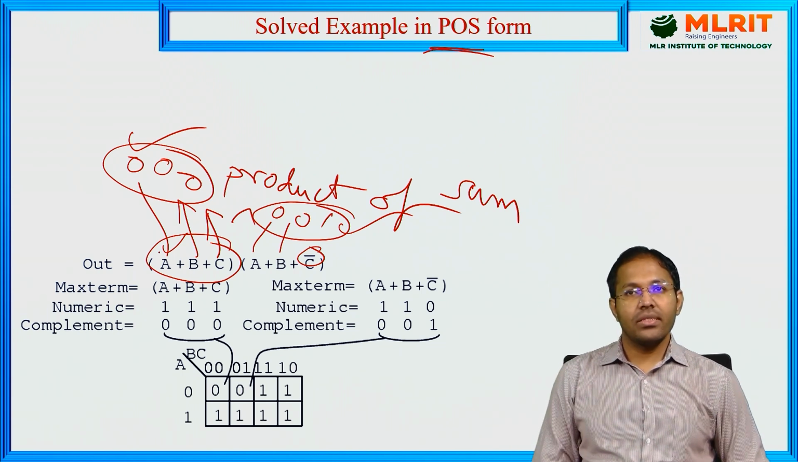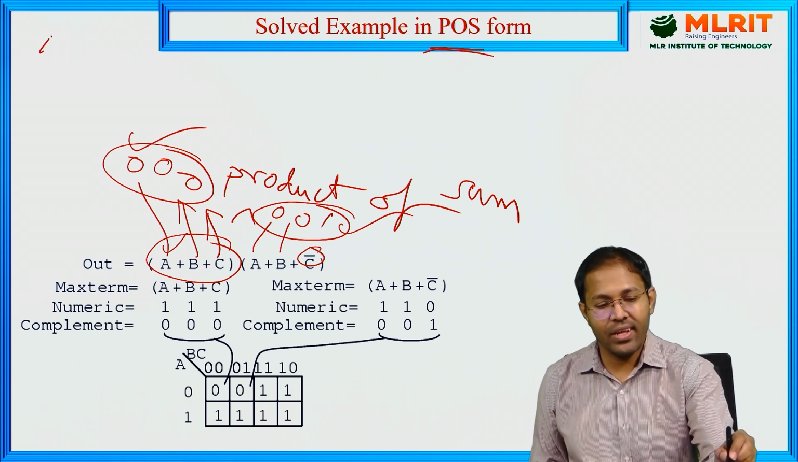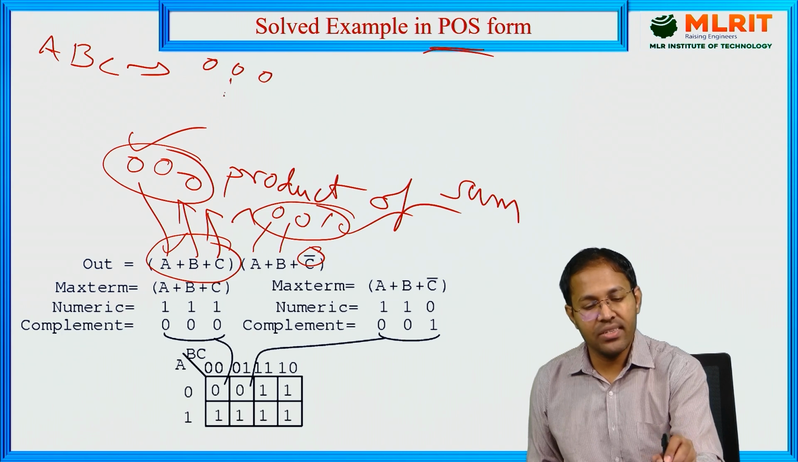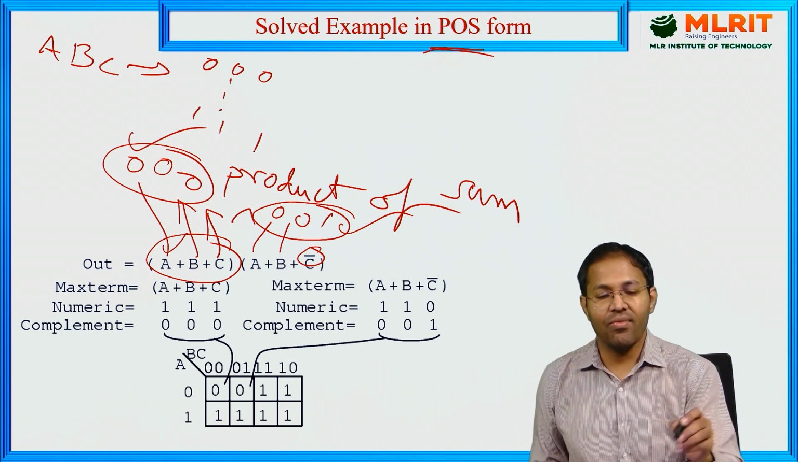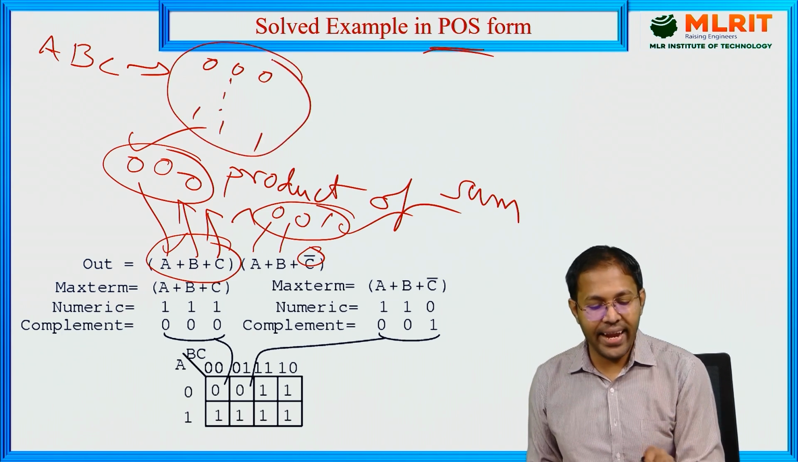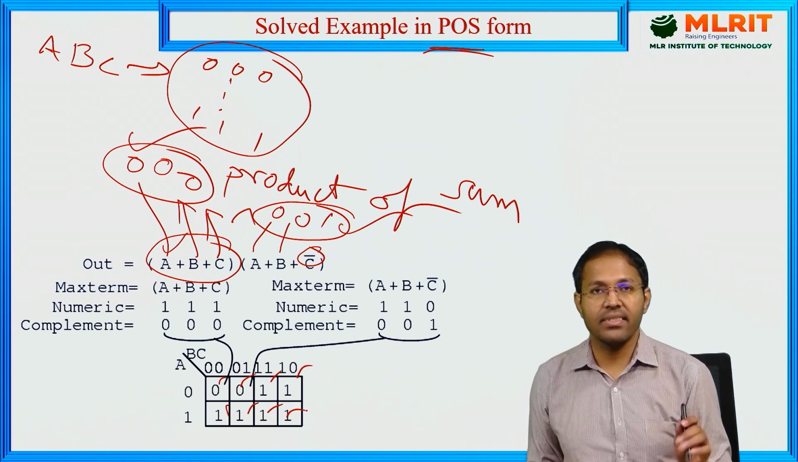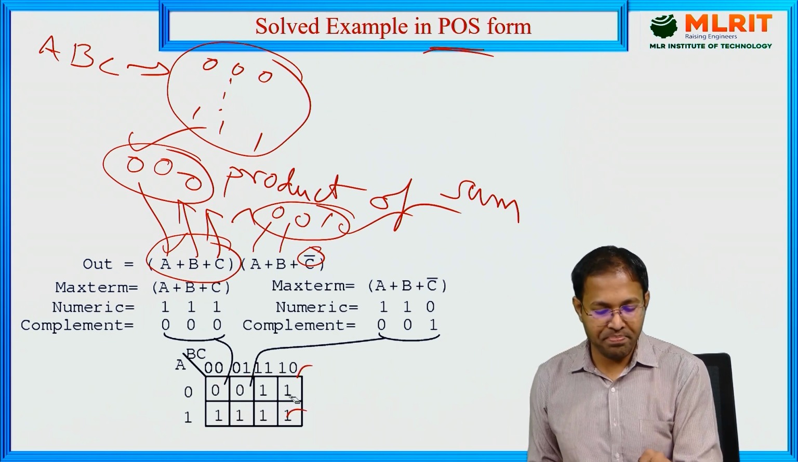3 variables can have total 8 combinations. If we have 3 variables A, B, C, we could have total 8 combinations from 0, 0, 0 to 1, 1, 1. Hence, we are drawing 8 boxes. 1, 2, 3, 4, 5, 6, 7, 8. We are drawing 8 boxes.